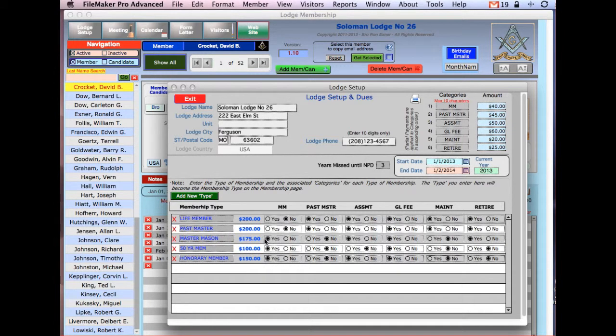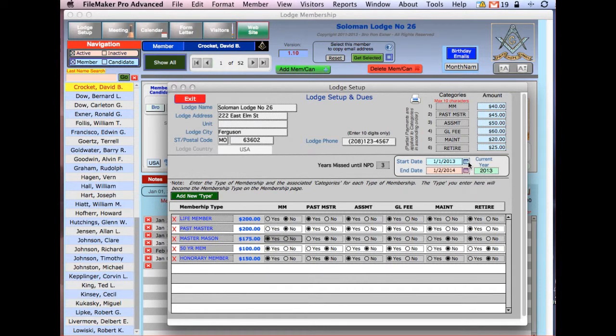It's composed of $40 for MM, that's here. A yes on assessment is $50, that's there. Grand Lodge fee, $60, is there. And retire is yes, it's $25 there. The total of which is $175. If I change any of these, I change that to no, it gets recalculated here.